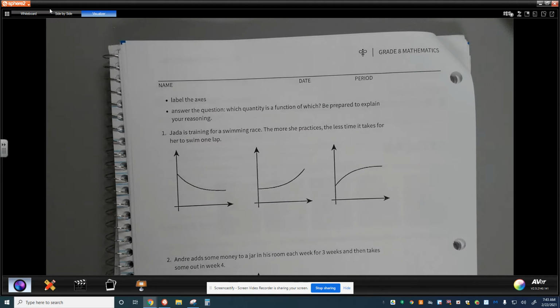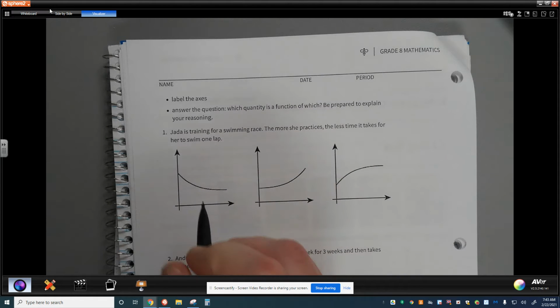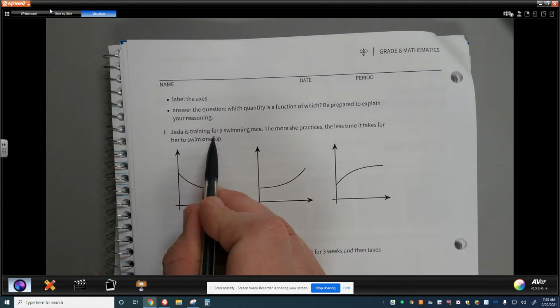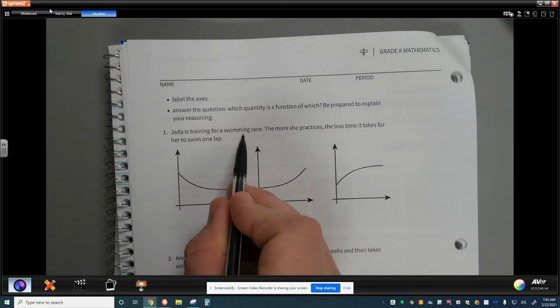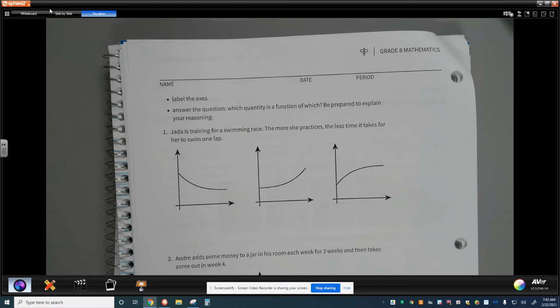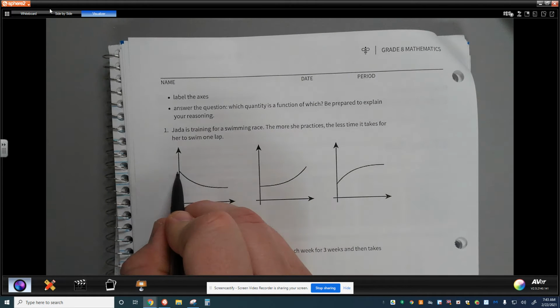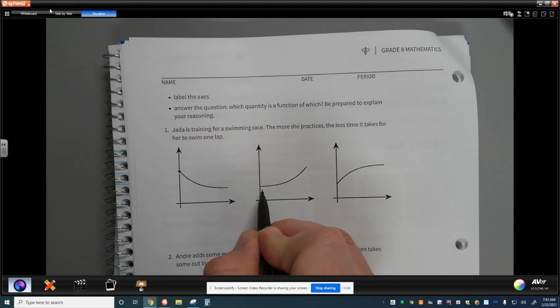The more she practices, the less time it takes for her to swim one lap. As we look at this, we should be able to look at these pieces and recognize a couple of things. What can we conclude about a swimming race? As she practices, she should be able to take off more time. She should be able to get faster. And so when we look at these, with this one, this would be a representation of her starting time.